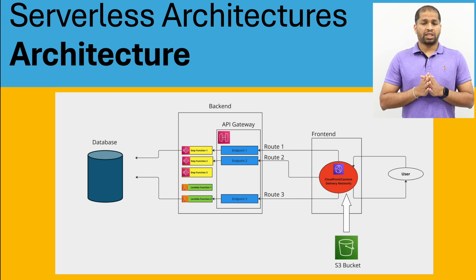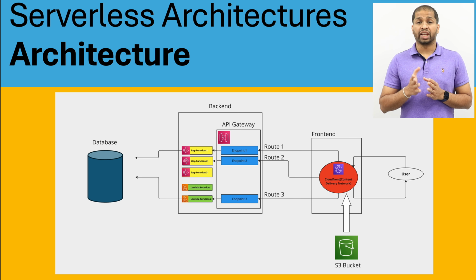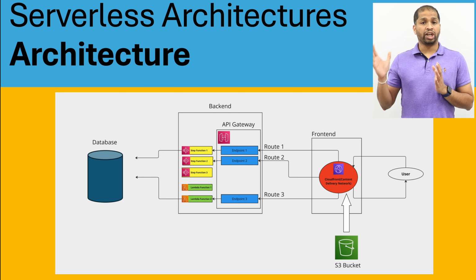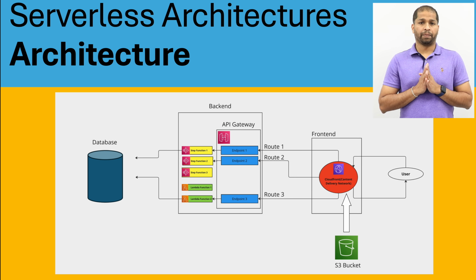But when it comes to serverless architectures, we will be using something like an S3 bucket and we will be serving that front end content using a content delivery network such as CloudFront in AWS. So you will be hosting your website in a storage location like an S3 bucket and serving the front end using a CloudFront distribution so your end users can connect to the website.